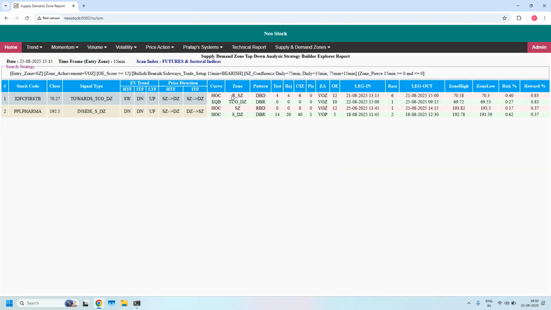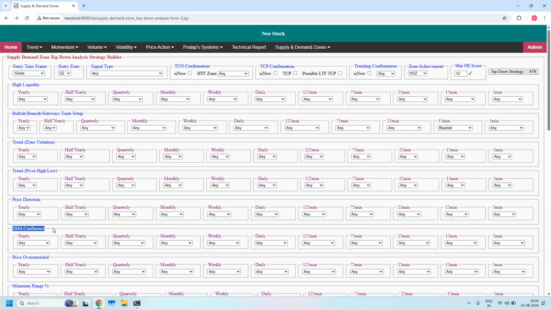And in both these stocks, these 15-minute supply zones are overlapped with 75-minute supply zone. Both together again overlapped with the daily supply zone. And daily trend is a downtrend in only one stock. Let's verify whether this supply zone has any daily EMA confluence. Daily supply zone with daily EMA, and also trend on the daily should not be sideways. It should be downtrend because it is a bearish trade setup.